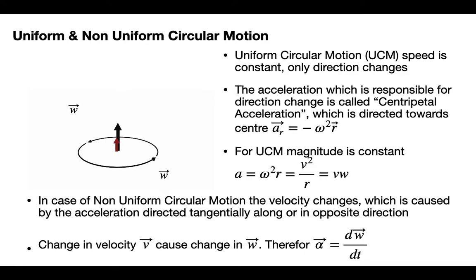Second example is a fan. When you switch on the fan, its tangential velocity will increase. And when you switch off, the tangential velocity will decrease. So the force which is responsible acts tangentially, along or in the opposite direction. The change in velocity causes a change in omega, or angular velocity. Therefore, angular acceleration is equal to the rate of change of omega with respect to time, which is d omega by dt.